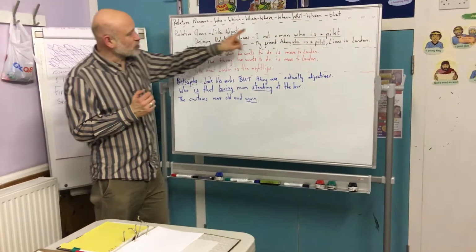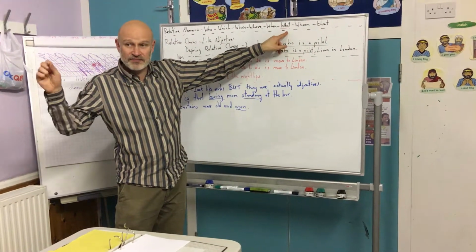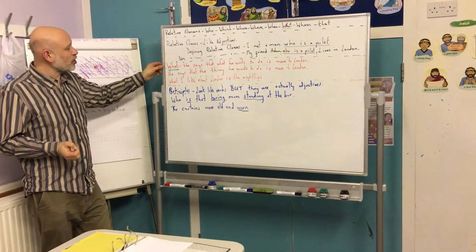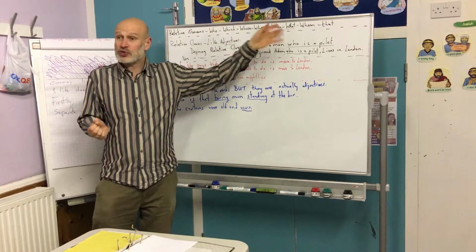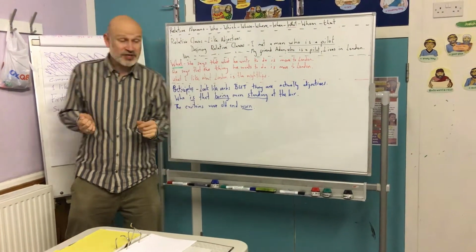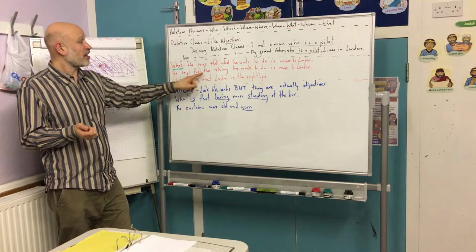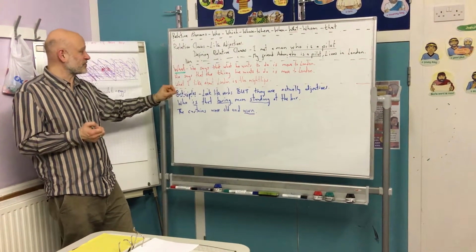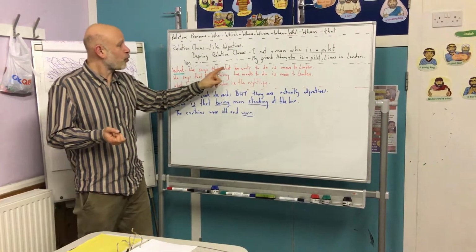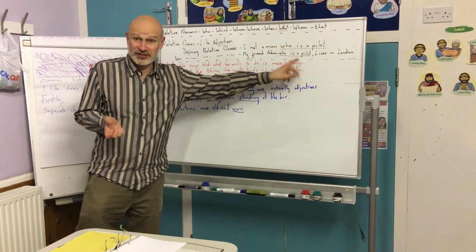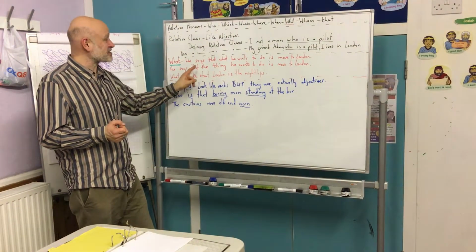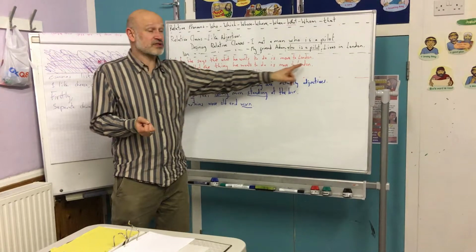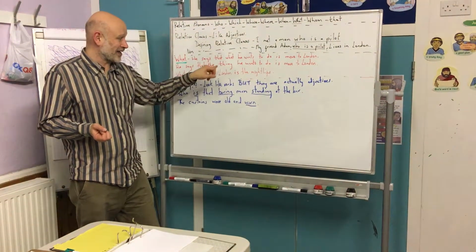Then I wanted to talk to you a little bit about the word what, because we had some problems with this word. The word what, when it is used as a relative clause, is really saying the thing. Here are a couple of examples. He says that what he wants to do is move to London, is really saying, he says that the thing he wants to do is move to London. That's all it's doing here.